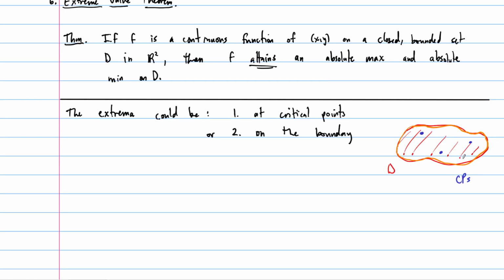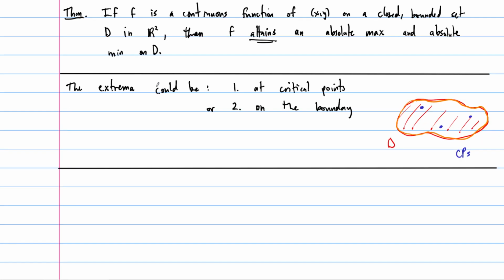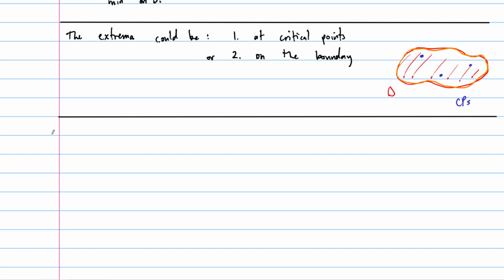So that's our plan of action, just like Calc 1. We're going to check critical points within the domain, and then we're going to check the boundary as well, and we're just going to take the largest and the smallest values to be our absolute max and min of the function. All right? So let's do an example.